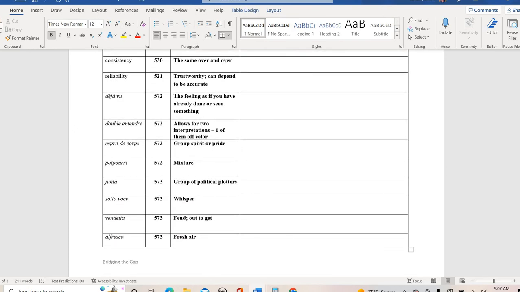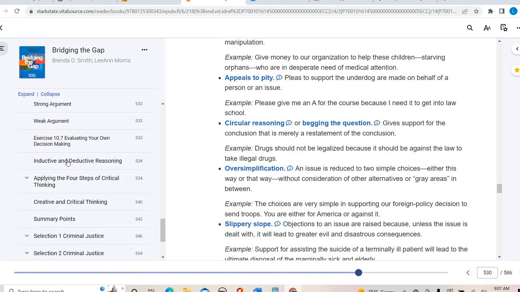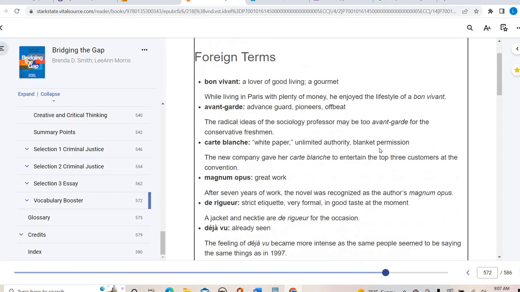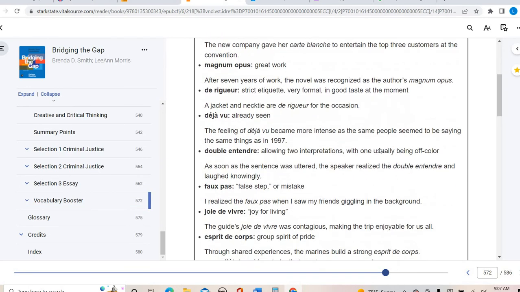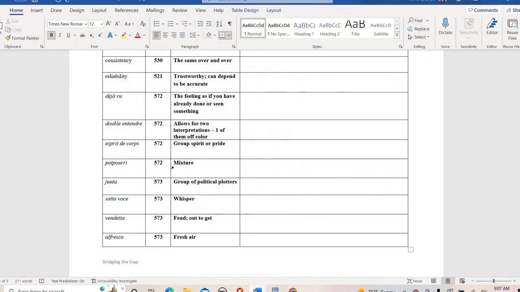All right, the rest of these come from the vocabulary booster. So you can see a lot of them are phrases derived from other languages. If we go down here to vocabulary booster, you'll see a lot of them written just word for word right here. So I'll just go through them. So we have déjà vu. You've probably heard of this before. The feeling like you've done something already or you've seen something already. Like you do something all of a sudden, you're like, wait a minute, this seems really familiar. That's a sense of déjà vu.